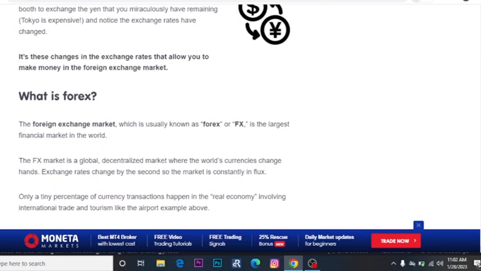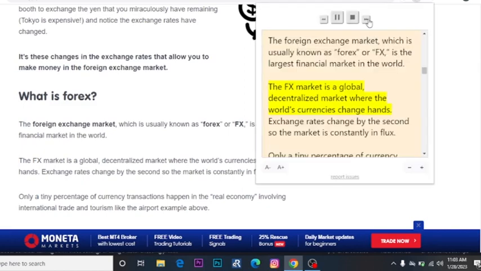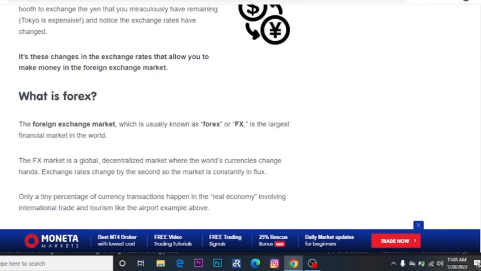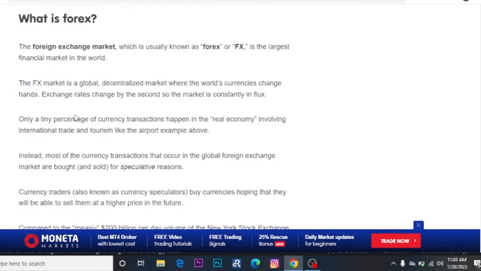What is Forex? The foreign exchange market, which is usually known as Forex or FX, is the largest financial market in the world. The biggest financial market in the world. The FX market is a global, decentralized market where the world's currencies change hands. Exchange rates change by the second, so the market is constantly in flux.